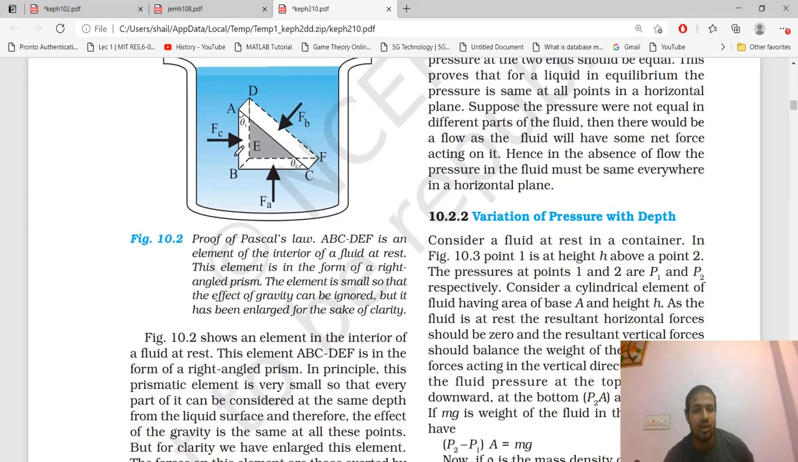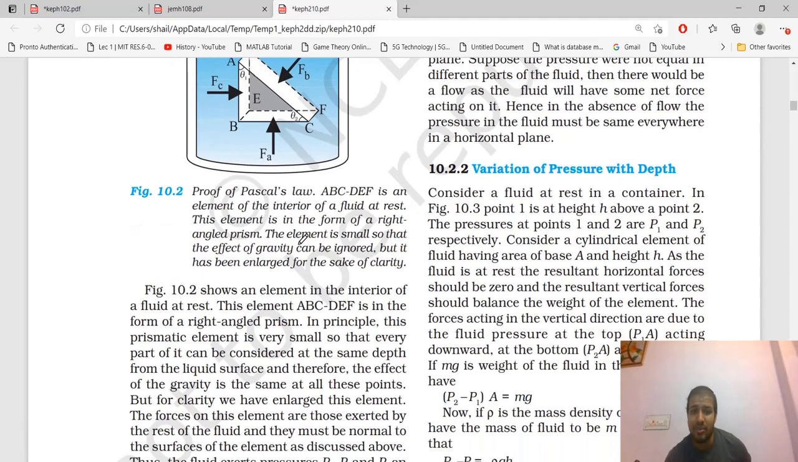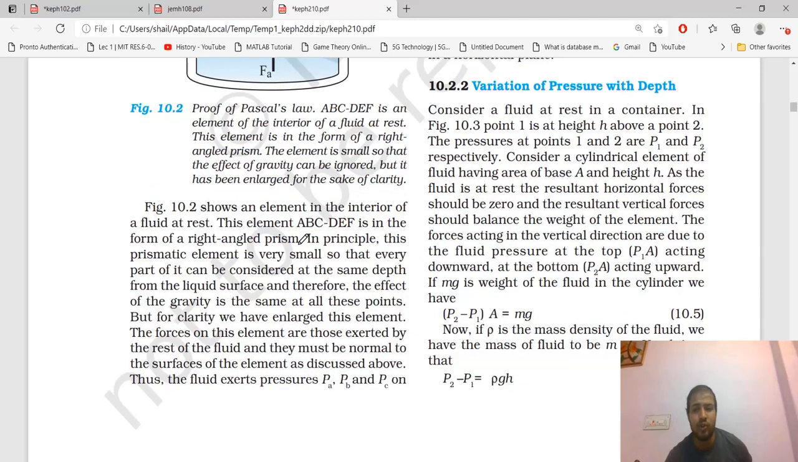Because we can almost treat it as the same height. Same height means same pressure. This is Pascal's law. If in a fluid we calculate the pressure at the same height, we will get the same pressure. And if you just remember this concept, this chapter is over. This is a very important concept, and this is the basis on which fluid dynamics or fluid mechanics will stand.